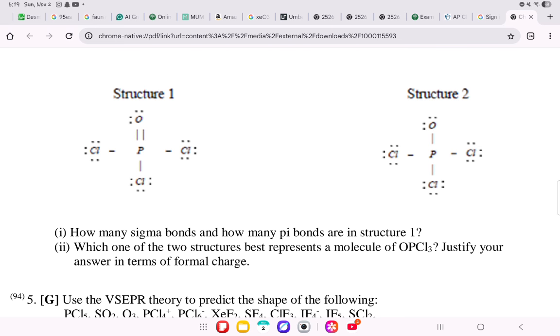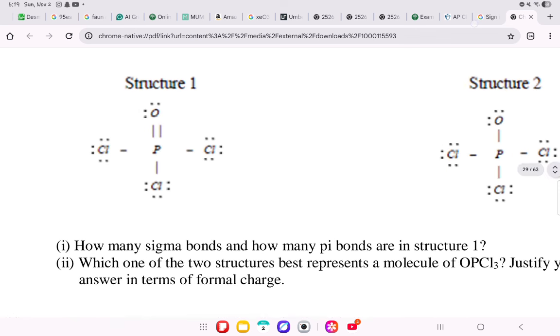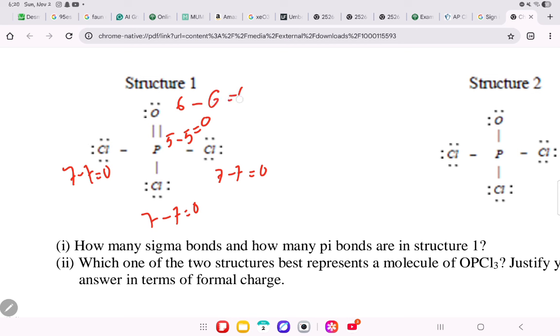So structure 1, let's find the formal charge. We will first start with P. It's going to be 5. You take the group number and you subtract it from the number of surrounding electrons. Of course, this is 1, 2, 3, 4, 5. You don't take them all, you take only half of the bonded pairs. So that's going to be 5 minus 5, which is 0. Here it's going to be 7 minus 7, which is also 0. 7 minus 7, also 0. 7 minus 7, also 0. And over here it's going to be 6 minus 6, which is also 0. So they're all 0 over here.